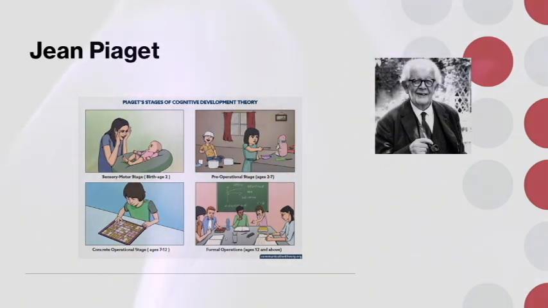But they're still struggling with logical reasoning. So children begin to use symbols such as words and images to represent objects and events. And they begin to engage in pretend play and imaginative activities. However, they have difficulty understanding concepts like conservation. That is, the idea that quantity remains the same despite a change in appearance.